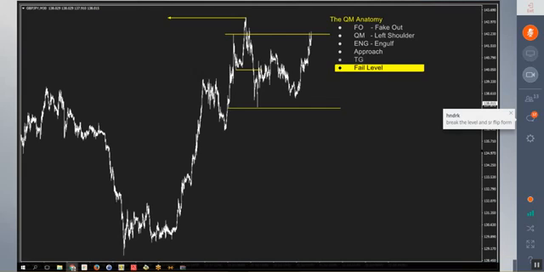Okay, so this is the anatomy of the Quasimodo. This is all the things that we are considering once we want to trade it. Very important is the level of the fake out, very important the engulf, and then all the rest, all the comments that we've said.